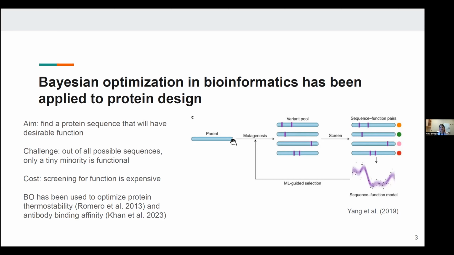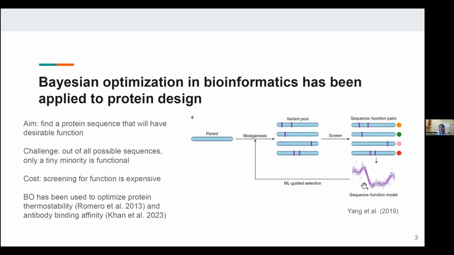This is typically performed with a mutagenesis step, where we take our parent and make these little changes to it, swapping some amino acids for others, creating this variant pool of protein candidates that we then screen via this experimental step. We generate these sequence-function pairs, where each sequence that we are considering now has a mapping to the function.